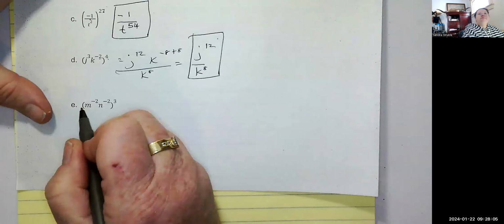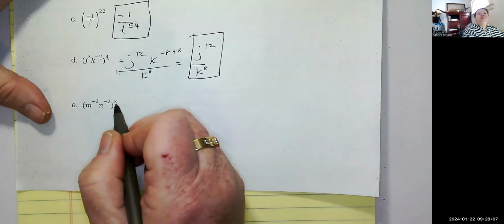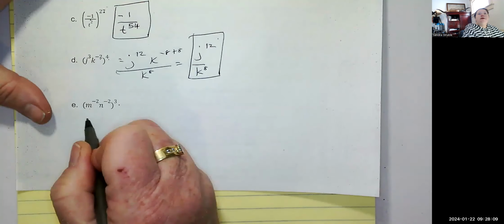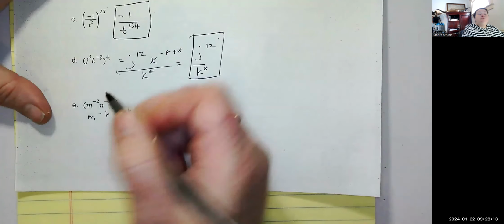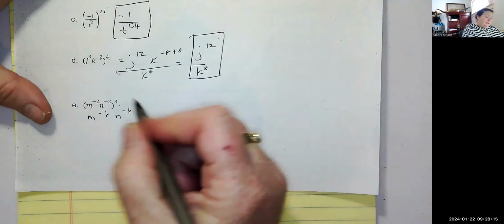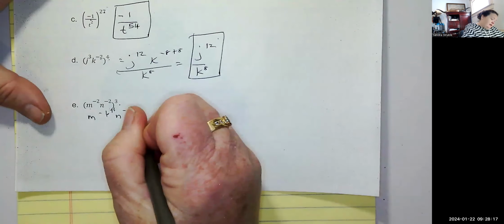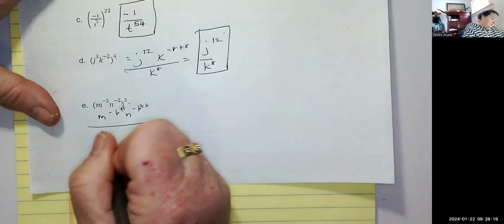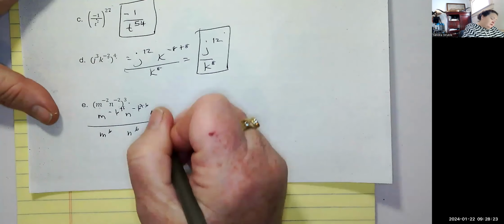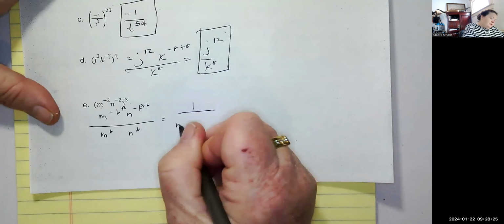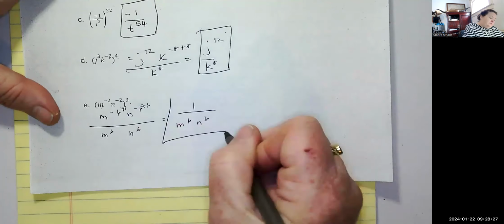Last one here, M to the negative 2, N to the negative 2, all that raised to cubed. So that becomes M to the negative 6, N to the negative 6. And we do not want negative exponents, so we're going to add 6 to the numerator and the denominator. So this becomes M to the 6, N to the 6. That's 1 over M to the 6, N to the 6.